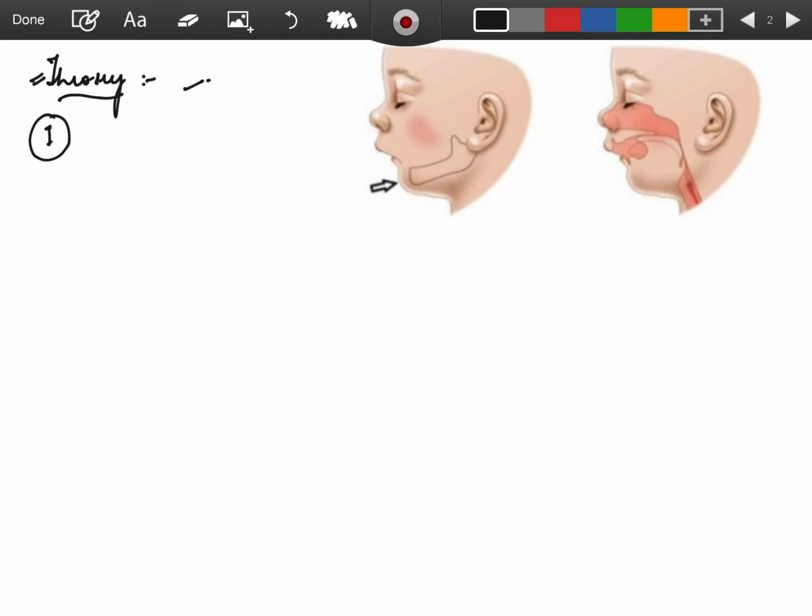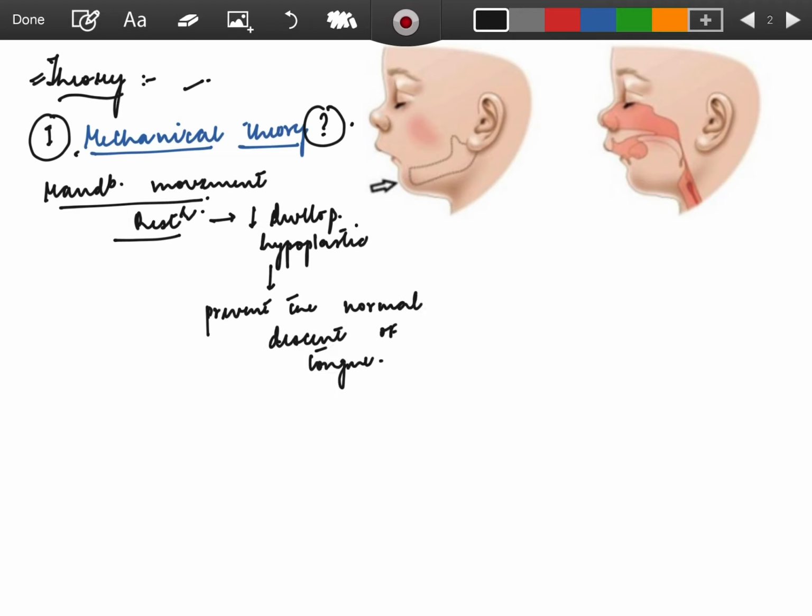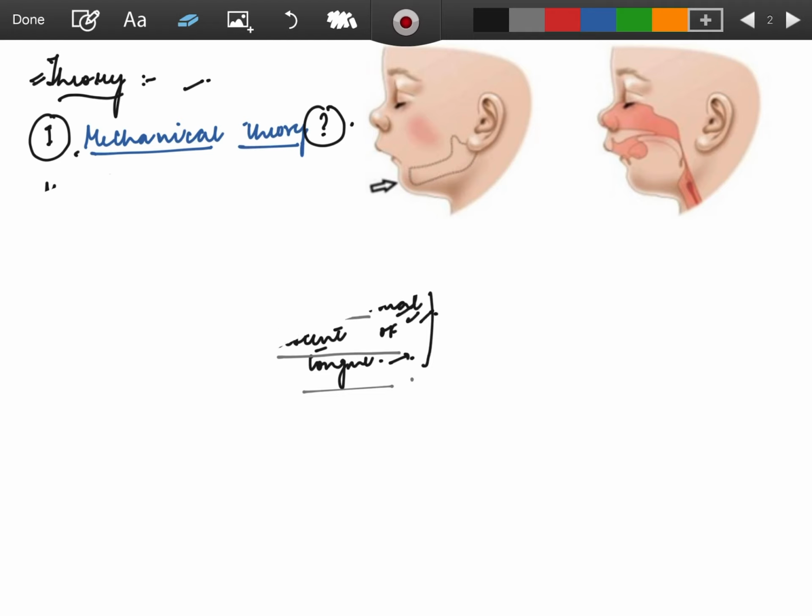So we have several theories, one of which is the mechanical theory that describes the anomalad of the Pierre Robin. It says that there is restricted mandibular movement. If there is a restricted mandibular movement, there will be a hypoplastic mandible that will prevent the normal descent of the tongue. So if there is a drooping of the tongue, it will not allow the palatine shelves to fuse. That will lead to the cleft palate.